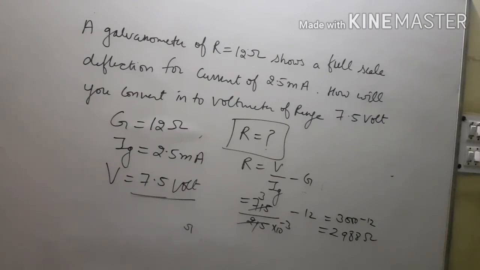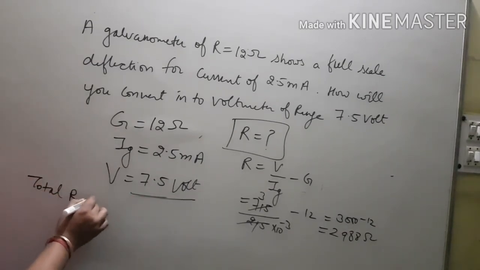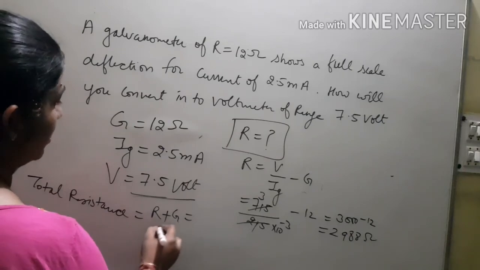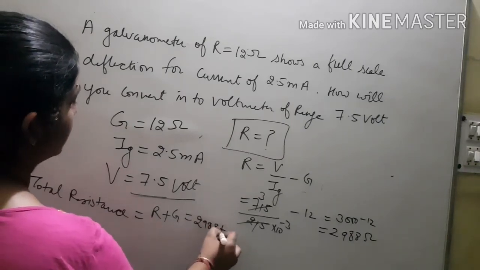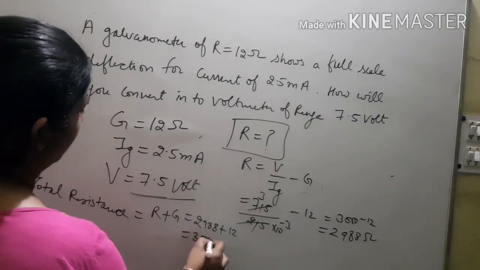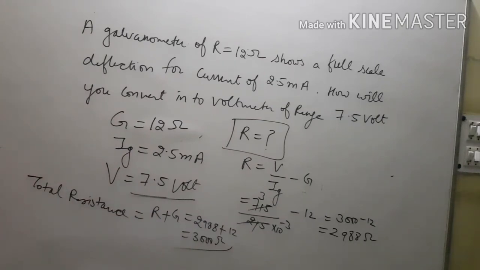Now this is the resistance which we will connect in series with the galvanometer, that is 2988 ohm. Now if the question comes to find the total resistance, then the formula is R plus G. R is 2988 plus G is 12, that is again 3000 ohm. So this is the total resistance of the circuit. So by this method and by using these formulas, you may find the value of the resistance which we should connect in series with the galvanometer.